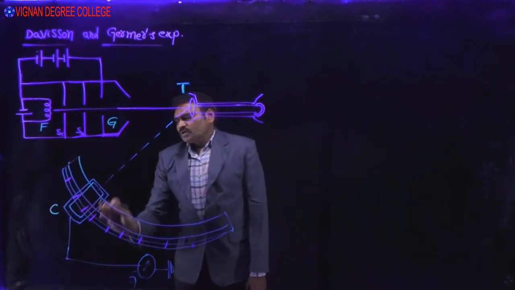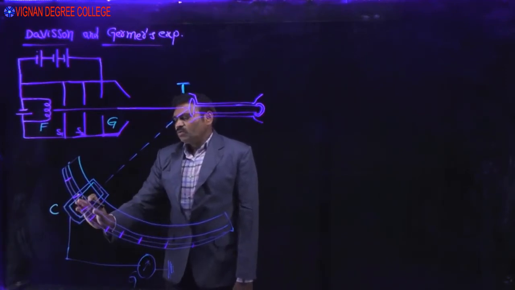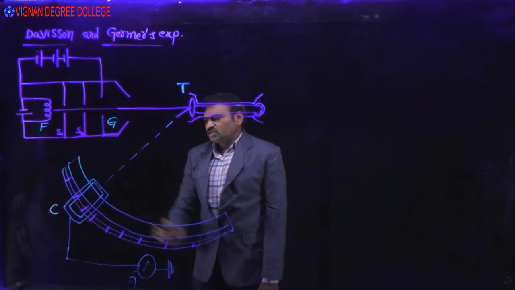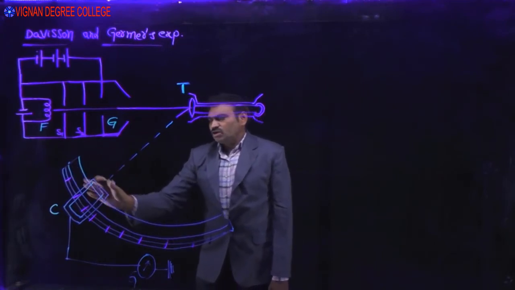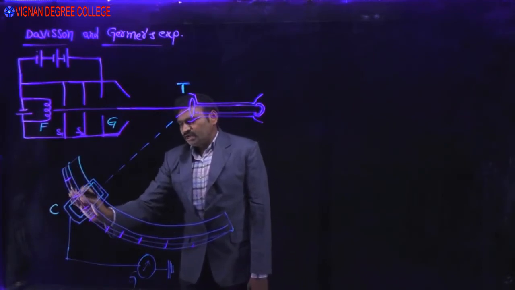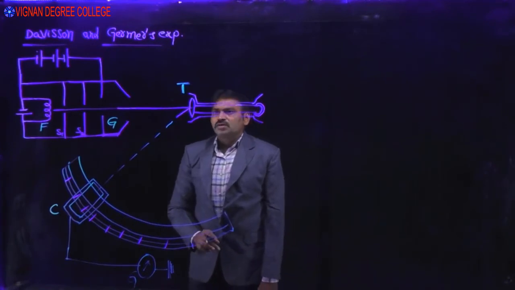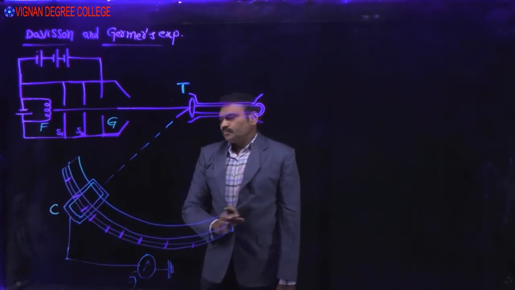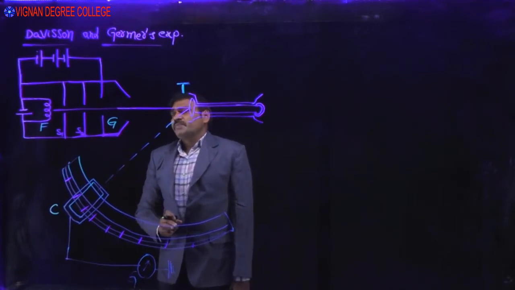Here, the Faraday cylinder is placed. It can move on the circular graduated scale, from 20 degrees up to 90 degrees. Okay, so this is about the experimental arrangement.